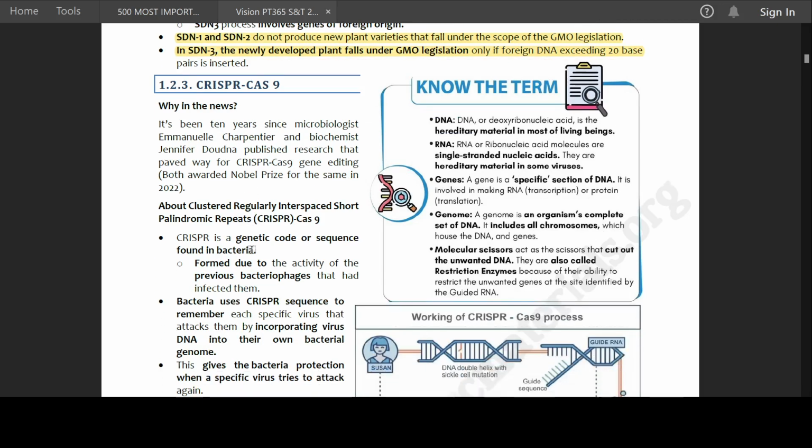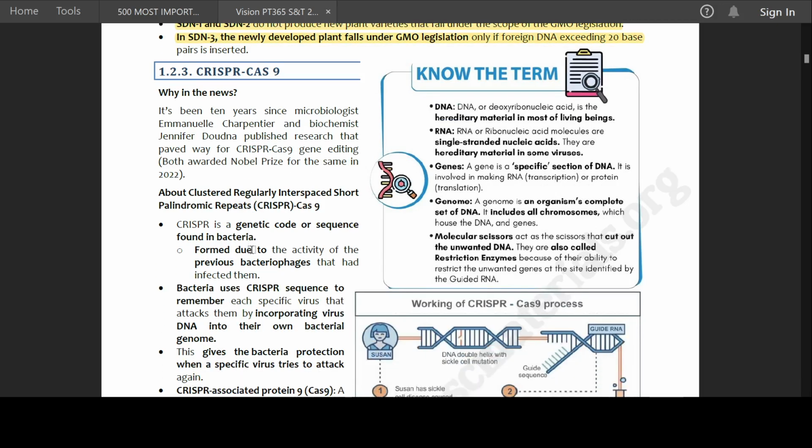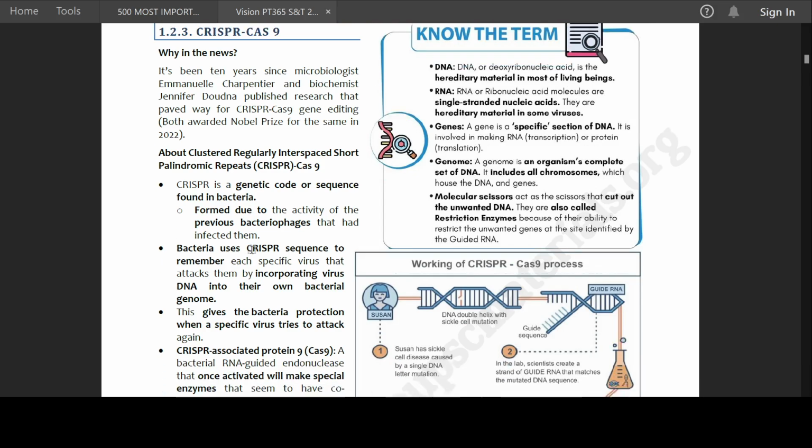CRISPR-Cas9. Let's see this one, okay? It's been 10 years since the microbiologist Emmanuel Charpentier and biochemist Jennifer Doudna published research that paved the way for CRISPR-Cas9 gene editing. Both were awarded the Nobel Prize for the same in 2022. About the clustered regularly interspaced short palindromic repeats, Cas9. Let's see what it is, okay?